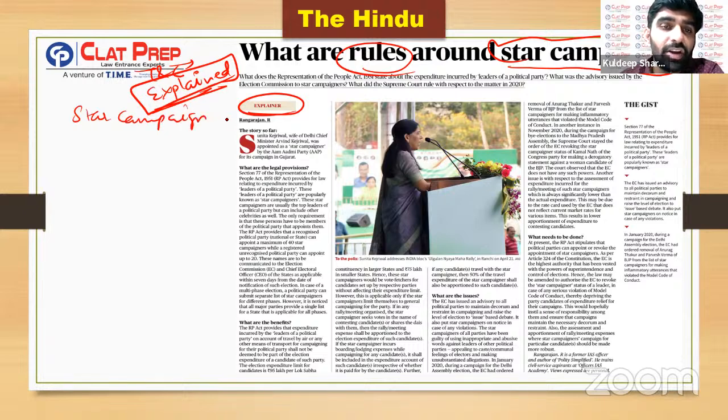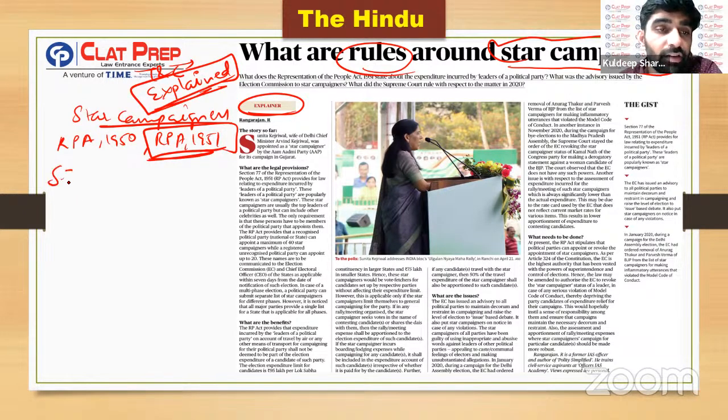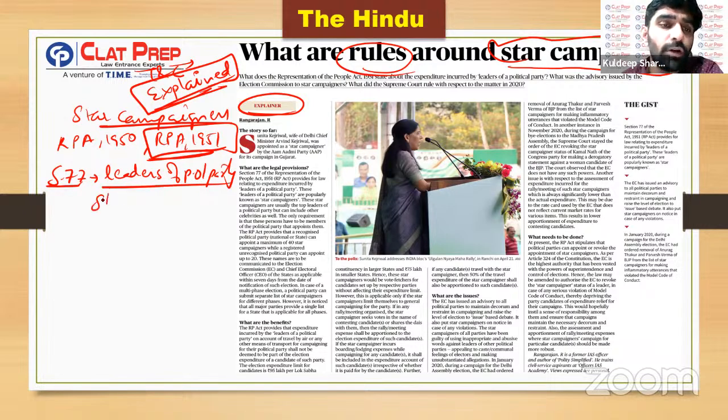Elections in India are regulated by two main acts. One is the Representation of the People Act 1950, and the other is the Representation of the People Act 1951. The more important law for us is the Representation of the People Act 1951. उसका there is a particular section, section 77, under the heading leaders of political parties, which in popular terms are known as star campaigners.